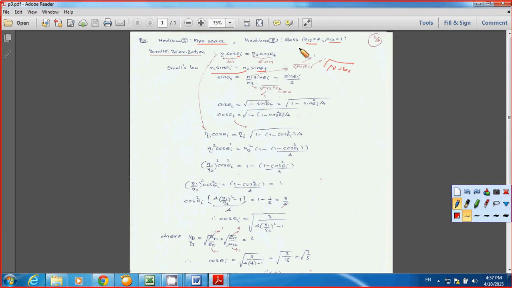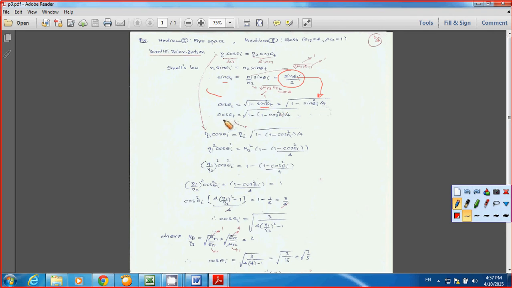So you plug in the number epsilon 2 equal to 4, so you end up with sine theta t equal to sine theta I over 2. And now you have theta t in terms of theta I, but since you're talking about cosine, I'm going to convert sine to cosine. Use the property of cosine theta t equal to square root of 1 minus sine square theta t. And since your sine theta t is equal to sine theta I over 2, I represent sine theta t by sine theta I over 2.